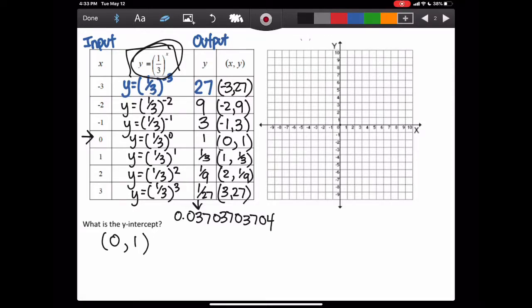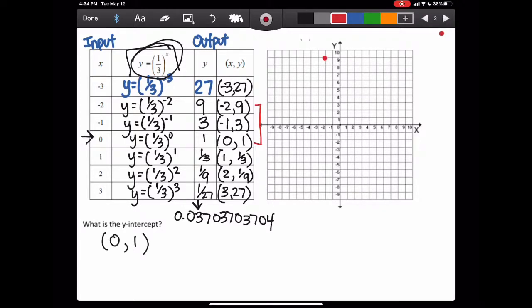Some of these ordered pairs, we won't be able to graph them because either we don't have enough space to graph it, or I wouldn't ask you to graph a fraction. So let's just plot the points that we can actually plot. And it looks like we can only plot these 3 right here. We can plot these 3. So I'm going to go to -2 on the x-axis, and I'm going to go up to 9. And I'm going to put a point there. So -2 up to 9. I'm going to put a point there.